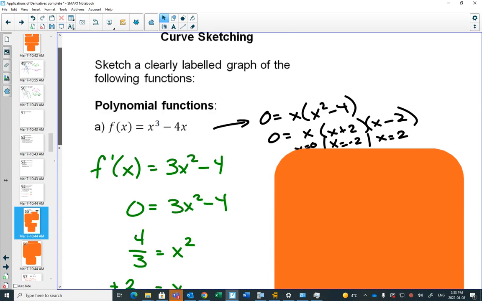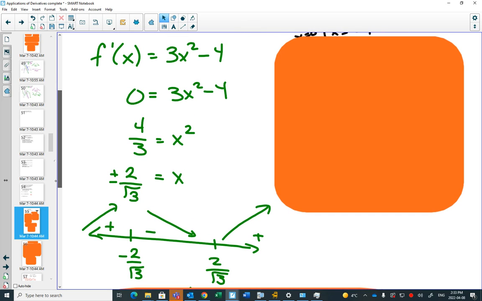Found your derivative. And solved for it and got plus or minus 2 over root 3. Not the most beautiful point. And if you got those points, you could use your calculator to plug them into the original equation.